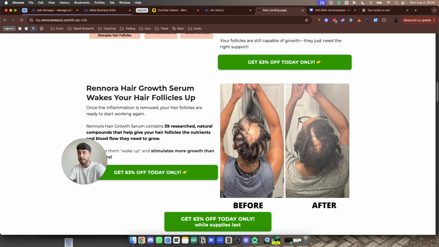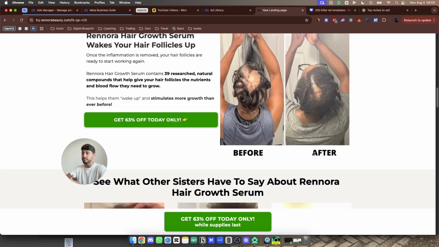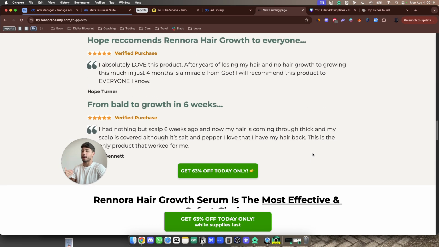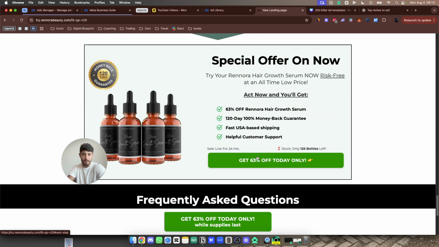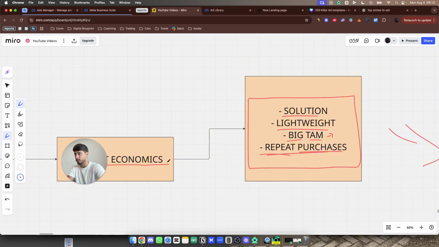Let's say you use it for 3 months or whatever, you still have that bald spot a little bit. You still want to get hair growing there. So you're going to keep using it, keep using it, keep using it. So people are going to come back to buy it again and again. In my opinion, it's a very good product in that sense for following the product economics.